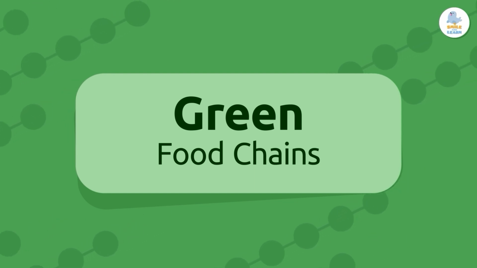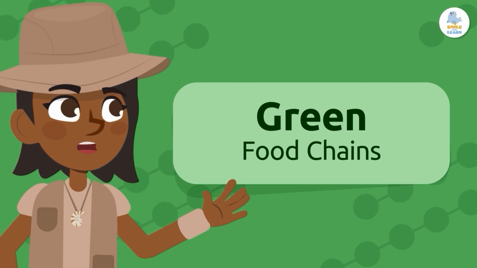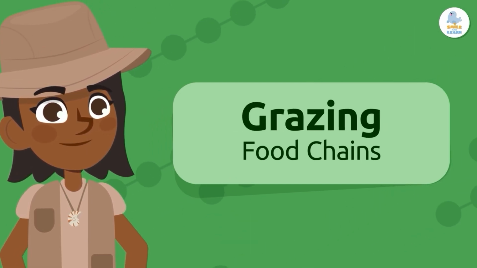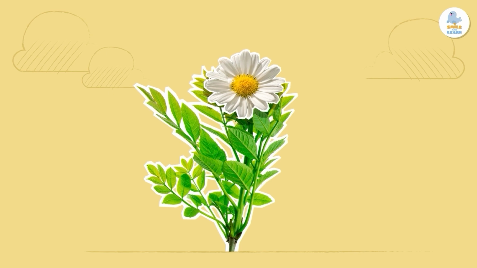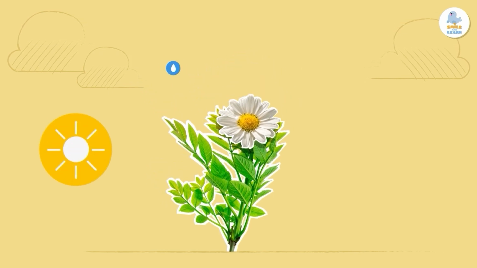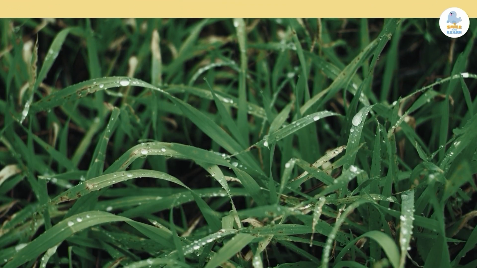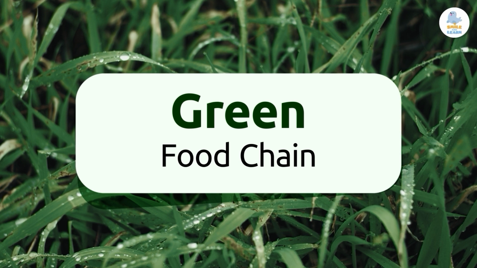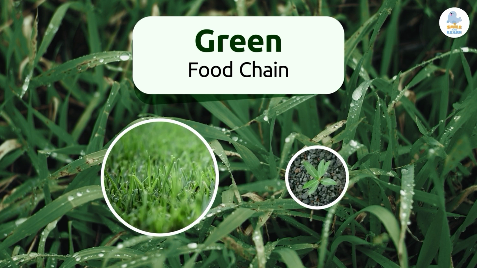Green food chains. We have already seen many green food chains, also called predator food chains or grazing food chains. The first level of these food chains is a producer, which, important, is alive and makes its own food through photosynthesis. That's where the name green food chain comes from, because these producers are alive and green, like grass or any other living plant.